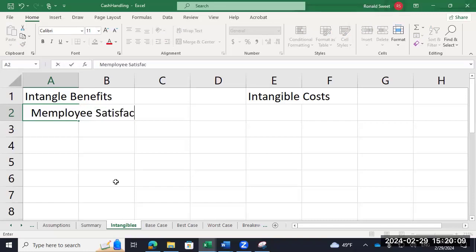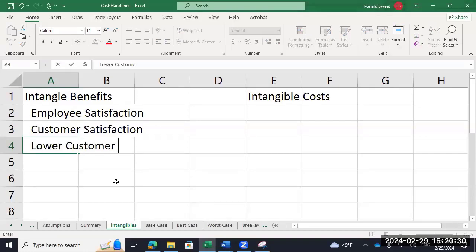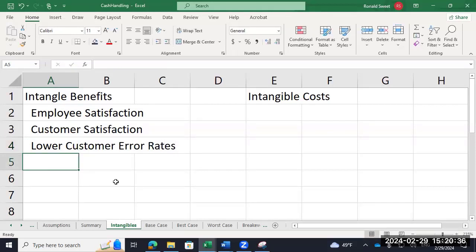So, employee satisfaction. That's the one thing I noticed immediately, how much the people working in this area hated this job. They'd much rather go back to the other department, which is much more automated. Customer satisfaction. Lower customer error rates. Those are intangible. Now, I could say I'm saving FTEs, but that's not intangible because that's in my numbers. If it's in my numbers, it's not an intangible. So you don't want to say, hey, it's saving us 2 FTEs. That's already been valued. We're looking for those things we didn't value.